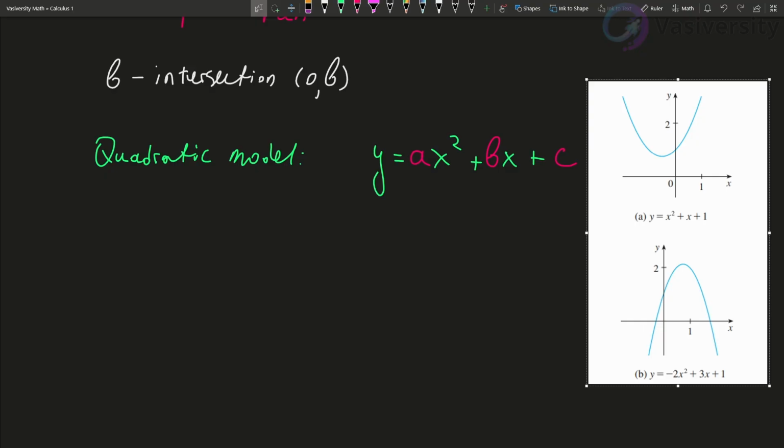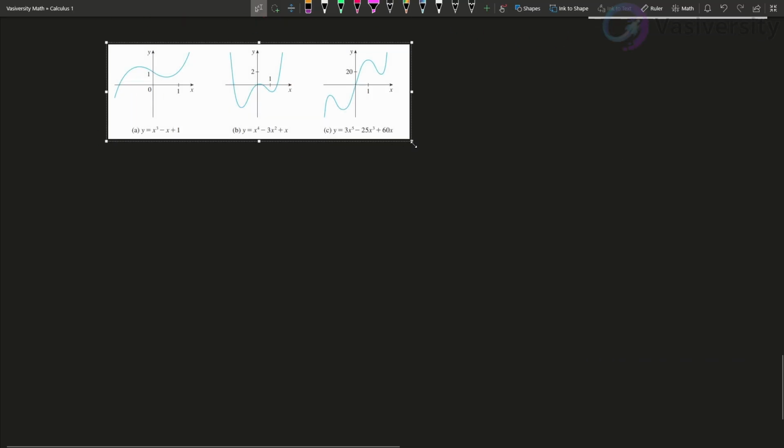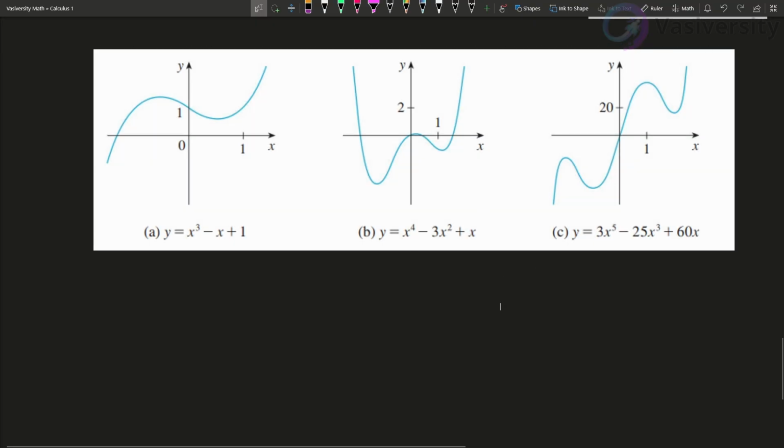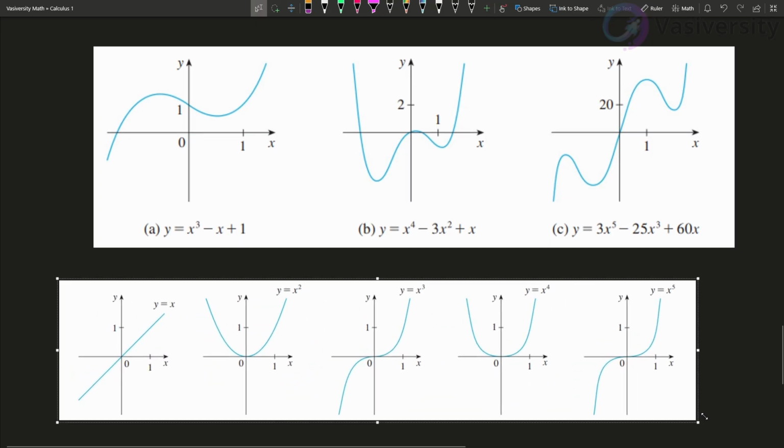And of course, we can have higher order polynomials. So polynomials can be of higher orders. Here are a few of the higher order polynomials, and you can take a look at them and see how they're drawn. And of course, the basic polynomials, which are x to the first power, x to the second power, x to the third power, etc., are going to look like this. We usually don't see anything above x to the fourth or x to the fifth power, but sometimes it might appear.